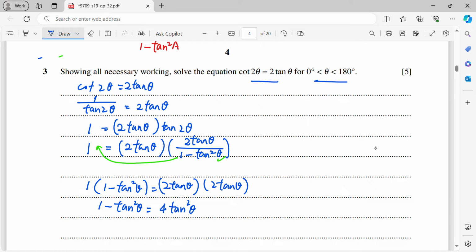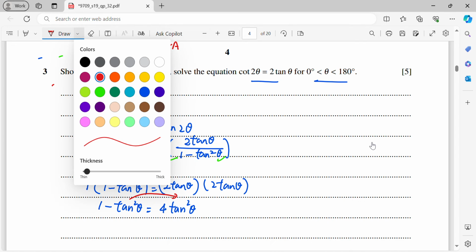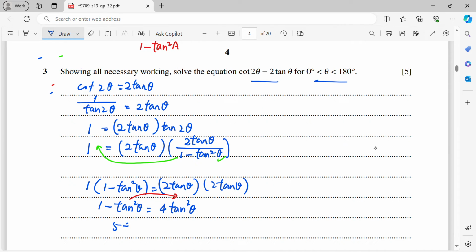So then from here, I can just group the terms with the tangent squared theta. So move the minus tangent squared theta to the other side, becomes plus. End up with 5 tangent squared theta is 1. Okay, then from here, I will just write my tangent squared theta is 1 over 5. Therefore, my tangent theta is plus minus square root of 1 over 5.